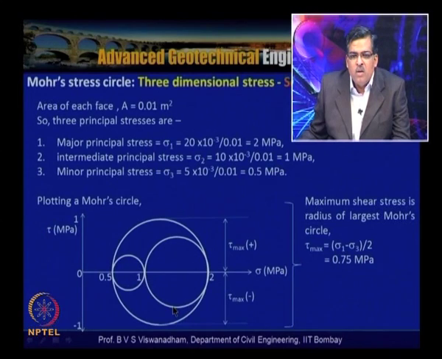Then with sigma 2, that is 1 megapascal, and sigma 3 as 0.5 megapascals, 1 minus 0.5 by 2, that is 0.25 megapascals as radius, we can draw another circle, that is this one. Then one more circle is possible, with sigma 1, the major principal stress, and the minor principal stress, 0.5. That means 1.5 megapascals as the diameter. So we have drawn circle 1, circle 2 and then circle 3.